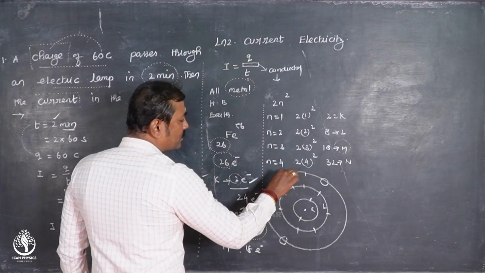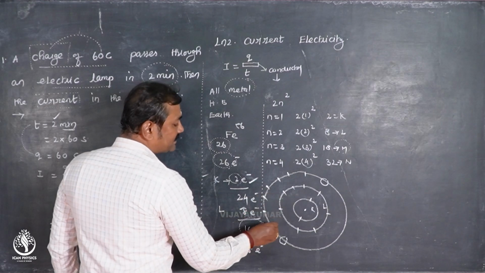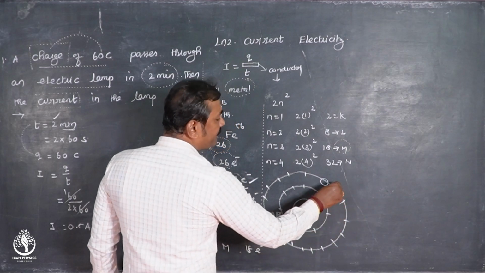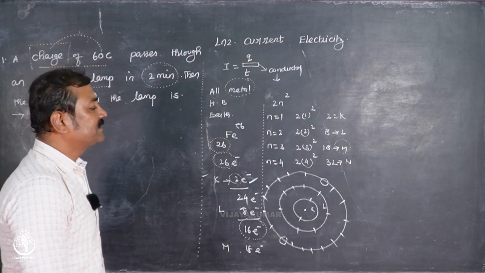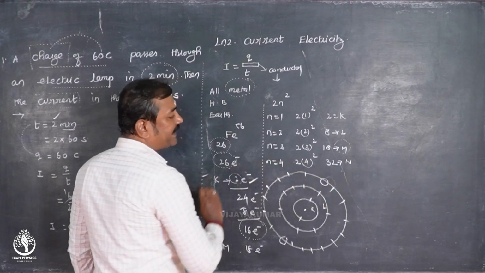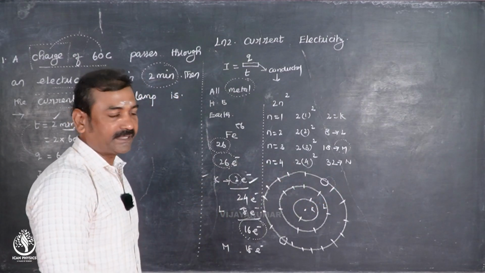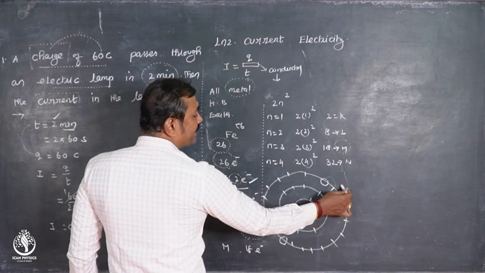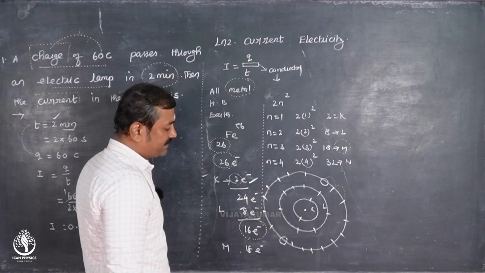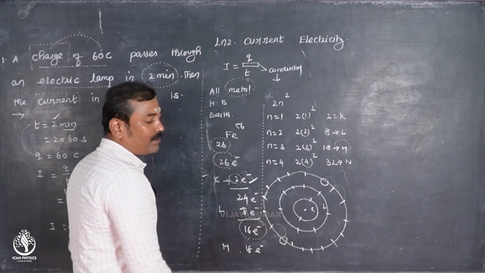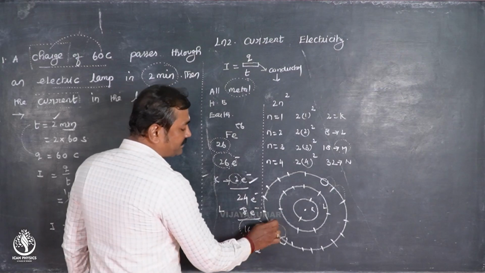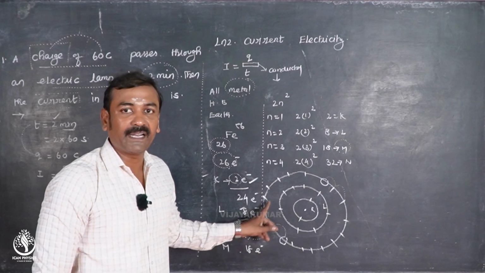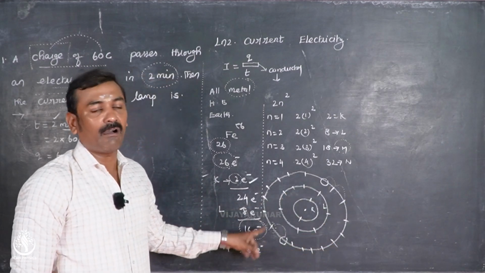So, 1, 2, 3, up to 16. Now what happens? The electron which is nearby can go and occupy the empty position, and then its own place becomes empty. Now another electron may go and this place may be empty. At the same time, an electron may go and occupy the space and this space becomes free. Like that, the electrons are revolving within the orbit.